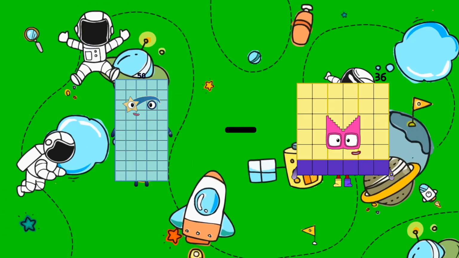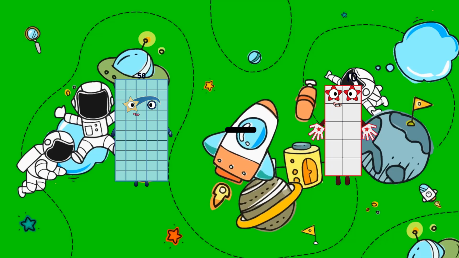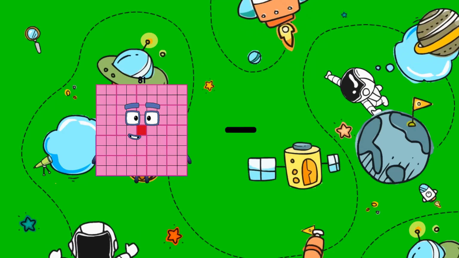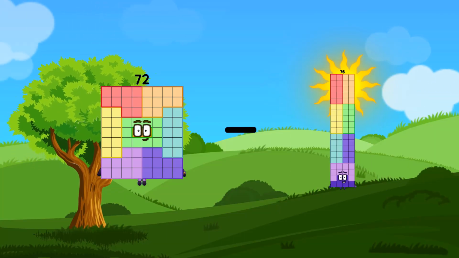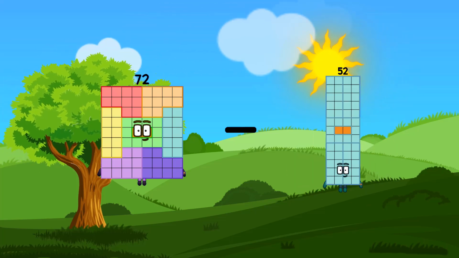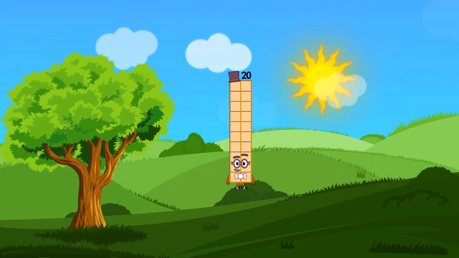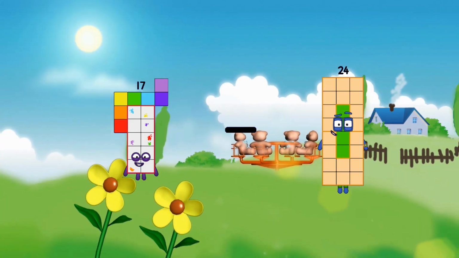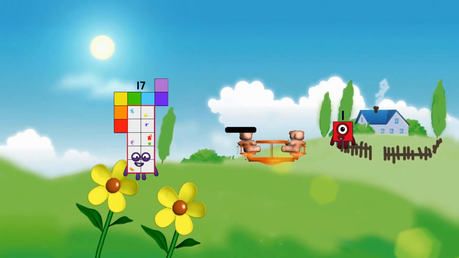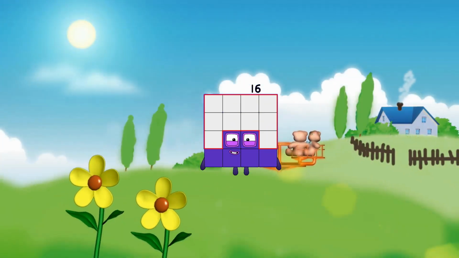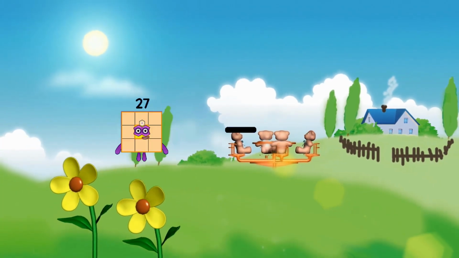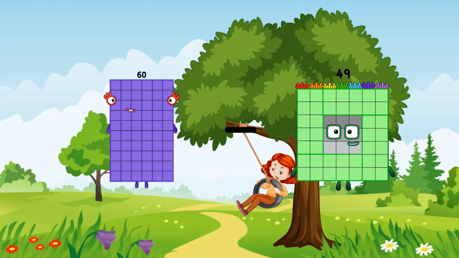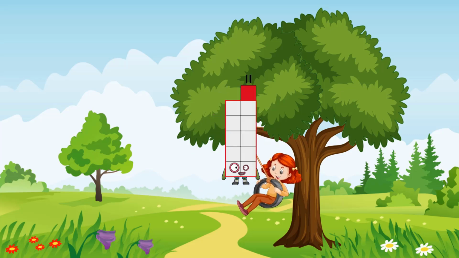50 minus 10 equals 40. 72 minus 52 equals 20. 17 minus 1 equals 16. 60 minus 49 equals 11.